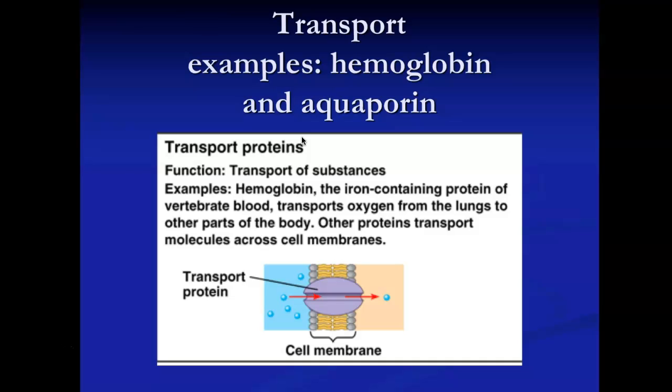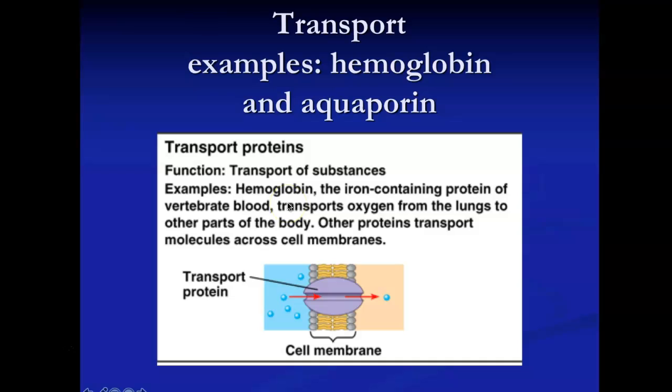You need to know that proteins can function for transport, and the major example for this is hemoglobin. You also have proteins embedded within the cell membrane called aquaporins, and lots of other proteins embedded in the cell membrane that function in transport also. So when we talk about the cell membrane, proteins functioning for things to be transported into and out of the cell is going to become very, very important.